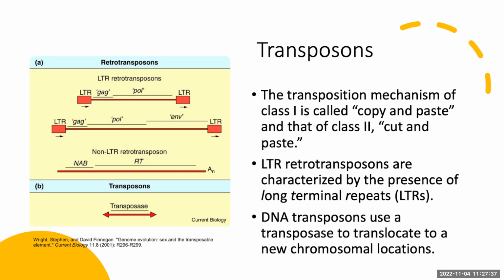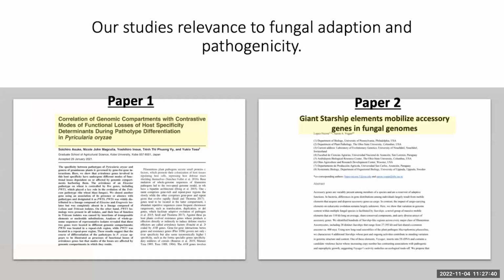So the relevance to our study for this stuff is that the Starship transposons discovered in the second paper here are a novel class of DNA transposons, or so we think. So the first paper here is the two, this one and this one are the ones that we use to build our study off of.